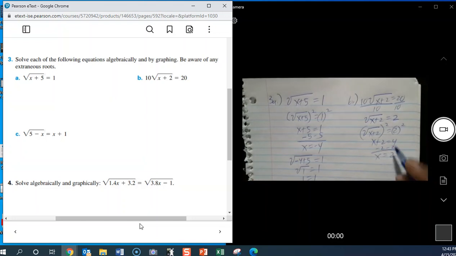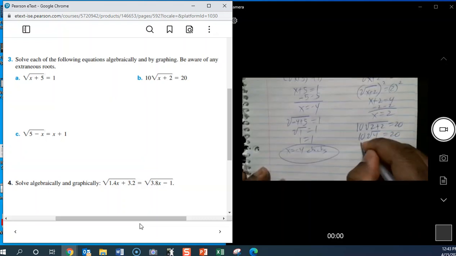Now we will go back and try 2 in this problem. So we had 10 times the square root of 2 plus 2 equals 20. So it'd be 10 times the square root of 4 is equal to 20. Now we know the square root of 4 is 2, so it'd be 10 times 2 equals 20, and 20 equals 20. So x equals 2 checks.